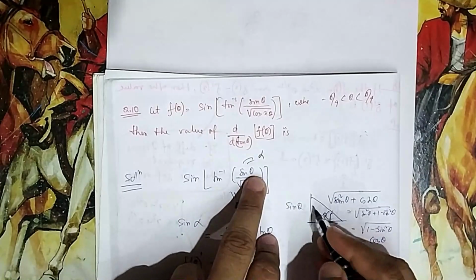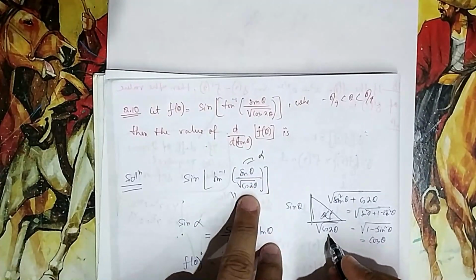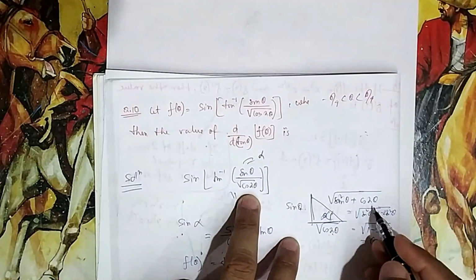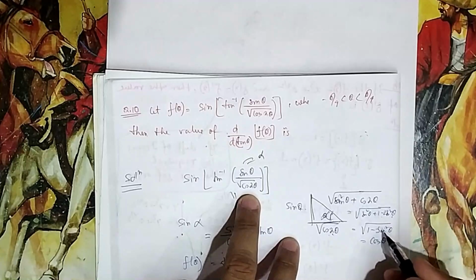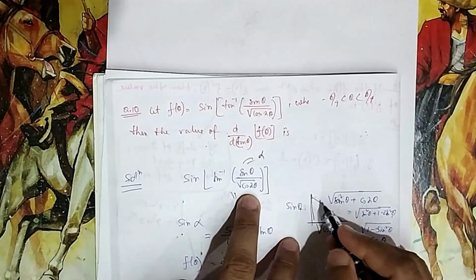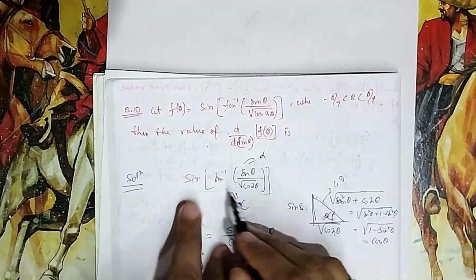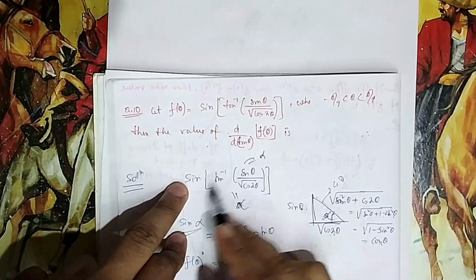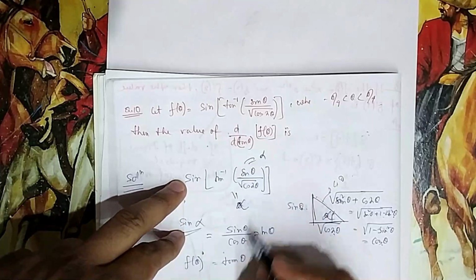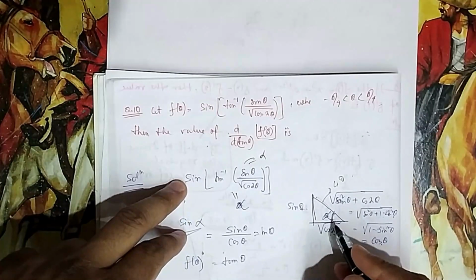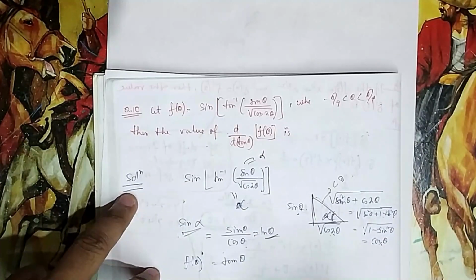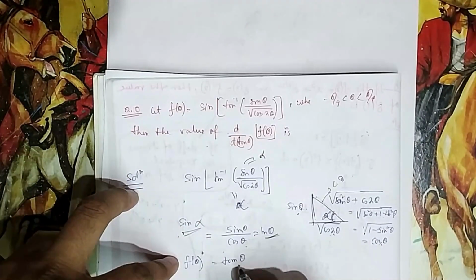So if this is alpha, then this is height, this is base, and the hypotenuse is this square plus this square. If you do this one, cos 2 theta is 1 minus 2 sine square theta. If you add, this is 1 minus sine square, cos theta. So this is cos theta. So what you need is sine alpha, because f theta is given as sine alpha. What is sine alpha? From here, height by hypotenuse. So sine theta by cos theta. That means this is tan theta. So your f theta is nothing but tan theta.